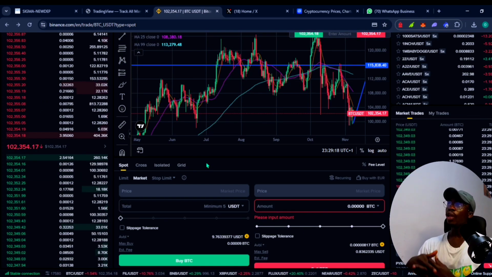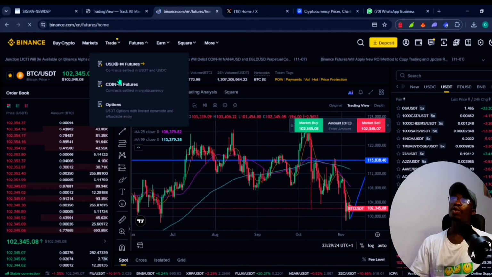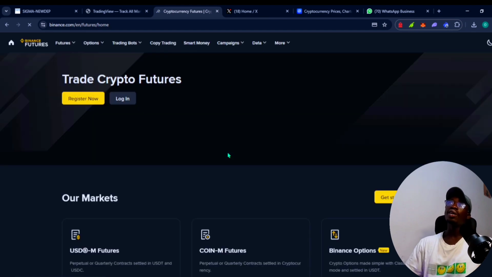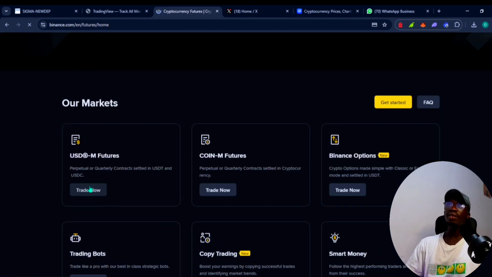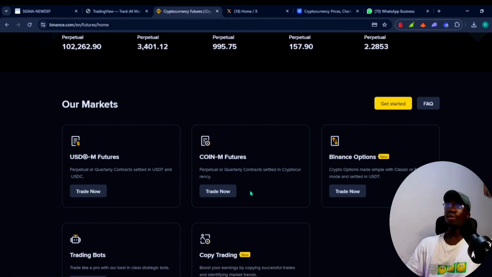So now let's go to the futures trade, and let me show you what it is like to trade futures. When you want to trade futures, you have to choose either the USD margin or the coin margin. This is simple, something I wouldn't say you need to bother yourself with. When you are trading with the USD margin, that means you are trading with the US dollar margin. When you are trading with the coin margin, you are trading against the coin. Perpetual or quarterly contracts are settled in USDT and USDC. This is settled in the cryptocurrency, just like that.